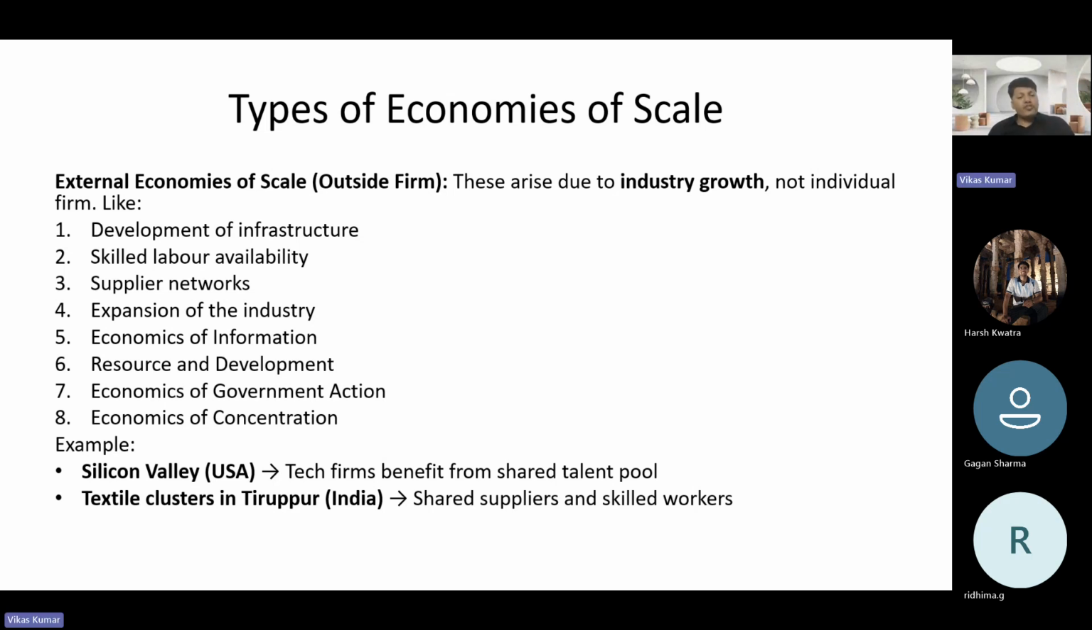Economics of information is there, connectivity is there with respect to the information, like for marketing, for advertisements. There is a digital infrastructure to connect the information on time, efficiently, and in a split second. So if digital infrastructure is there, this will lead to the economies of information.